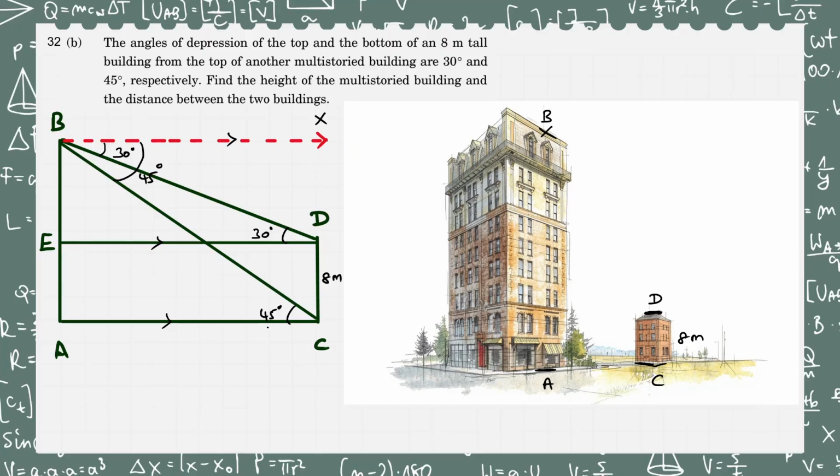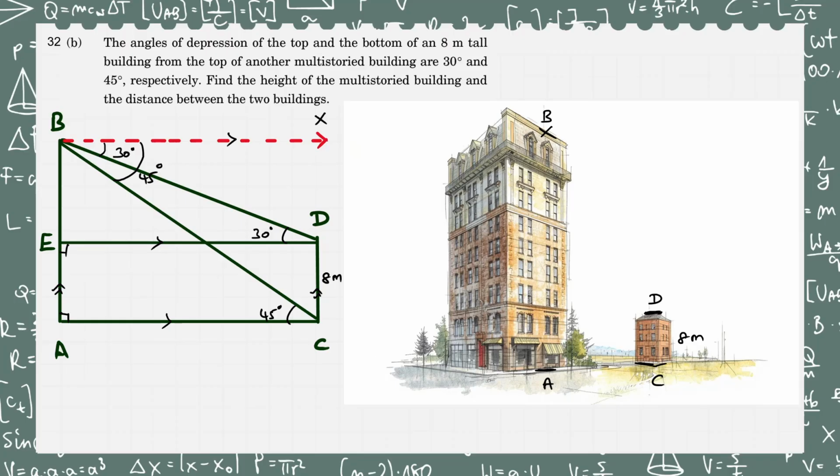And one thing we have to understand is AE and CD both are parallel to each other. At the same time, ED and AC are also parallel to each other. Because of that, ACDE will be a rectangle, right? Because there is a 90 degree here and here also. So this is a rectangle.